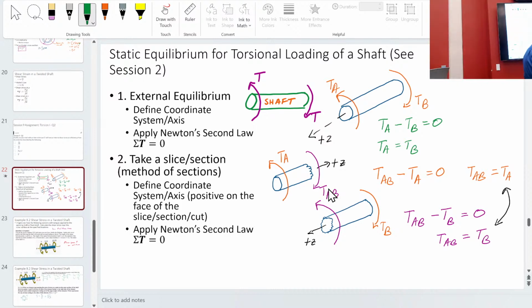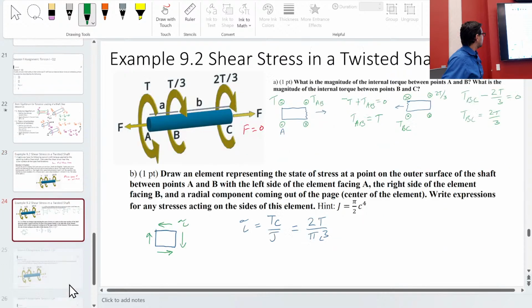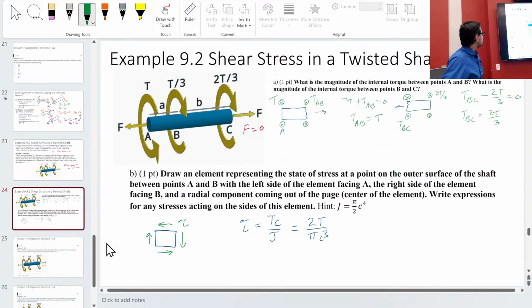Just like when we calculate stress, we're talking about what's the internal force. Here it's the internal torque. So when we do that, you can say TA is equal to TAB. It gets a little more complicated with that middle section, B to C. So TAB is straightforward, because that's just going to equal T.